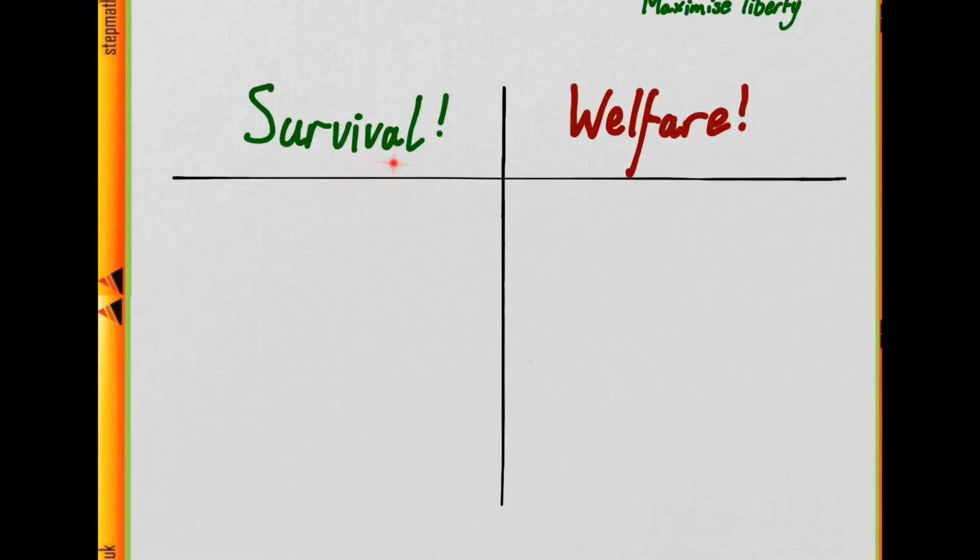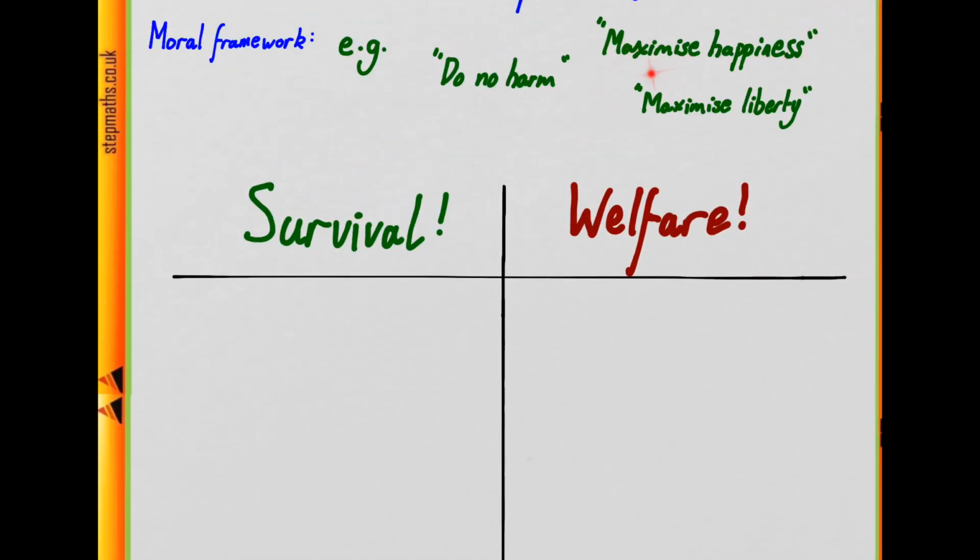How then do we answer the question? Well, we do it with a survival is more important or a welfare is more important. Using the moral framework to work out what's important, can you come up with some points on either side that might say, well, survival is more important because, and welfare is more important because?